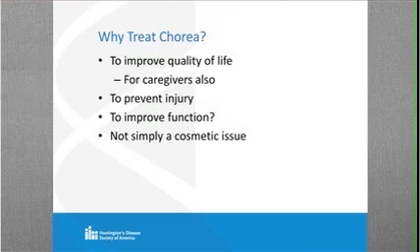So people describe an improvement in their quality of life, and this is not just for patients, but for caregivers as well. If someone has enough chorea that they're not going out to restaurants or going out to social functions, if you suppress that, they can be a bit more sociable as well. Preventing injuries, banging into walls, knocking things over, so injuries not just to the patient but to households.